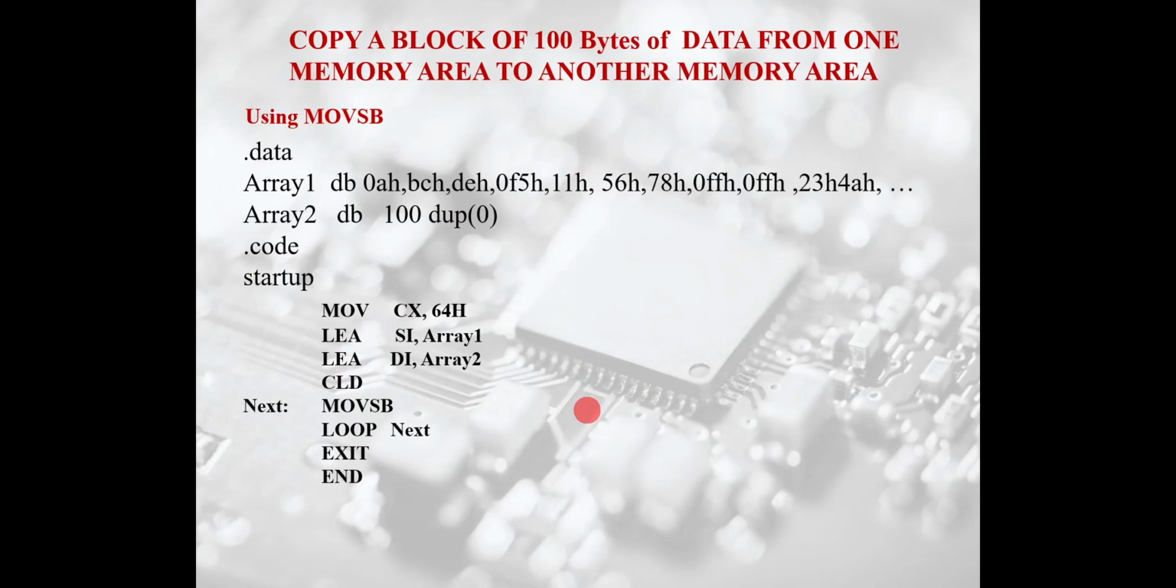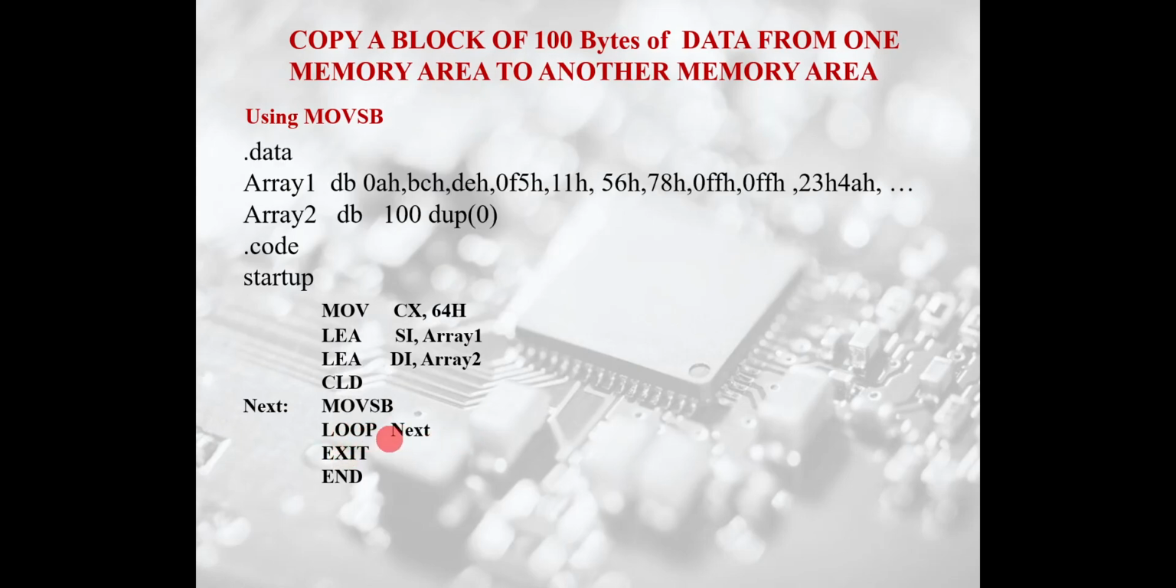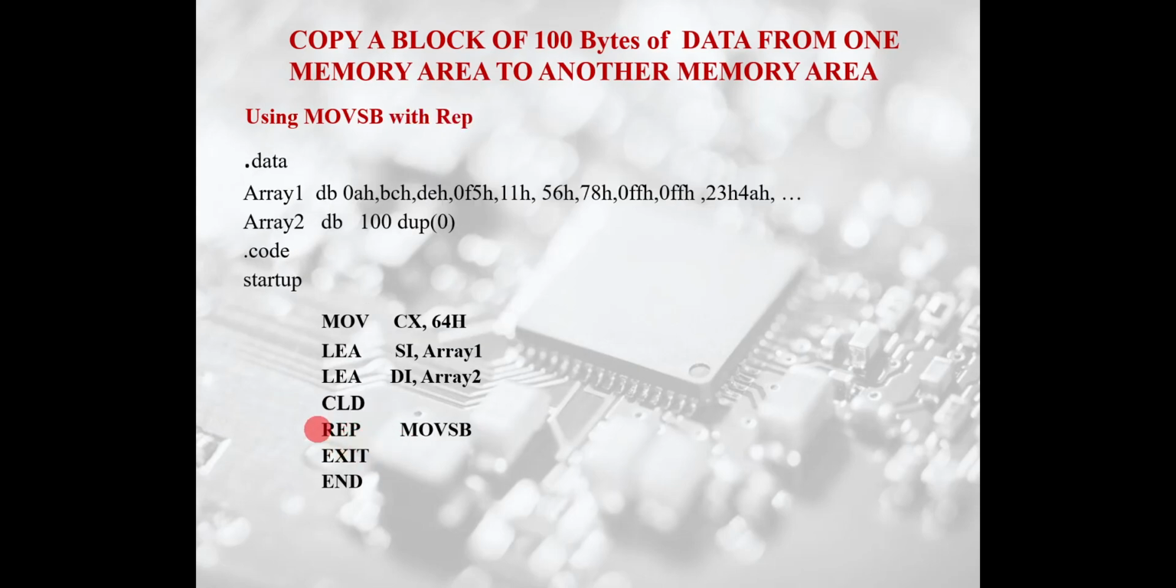Now if I want to further simplify it, I can use the repeat prefix with MOVSB. Once I write REP MOVSB, the loop which I wrote also need not be written. So a loop is implicit in this repeat, so it will repeat 64 times, 64 hexadecimal. That means 100 bytes of data will be transferred automatically.